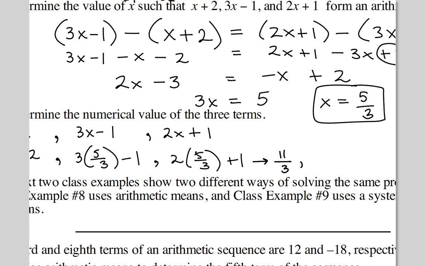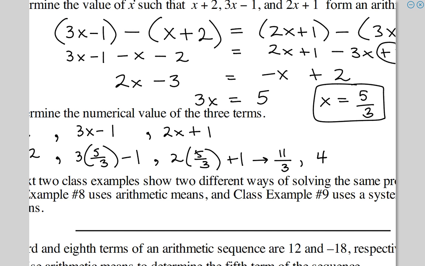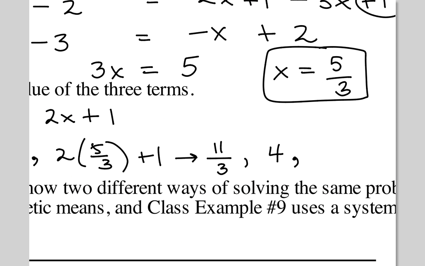The second term, the 3's actually cancel, so it's nice. 5 take away 1 is 4. And the last one, 2x plus 1. So we have 2 times 5, which is 10. 10 thirds plus 1. 10 over 3 plus 3 over 3. 13 thirds. Again, you could do it on your calculator if that's what you want.